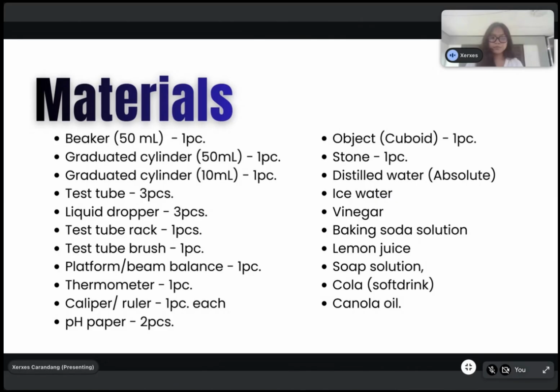For this experiment, we used measuring tools such as a 50 ml beaker, graduated cylinders, test tubes, droppers, beam balance, thermometer, ruler or caliper, pH paper, and samples, including water, oil, vinegar, soap solution, lemon juice, baking soda solution, and cola. We performed 6 major procedures.